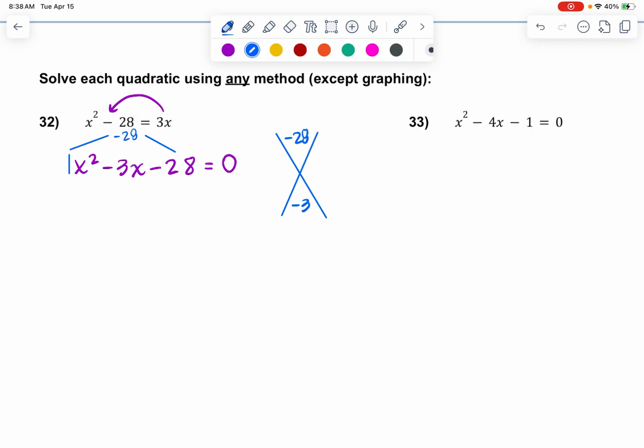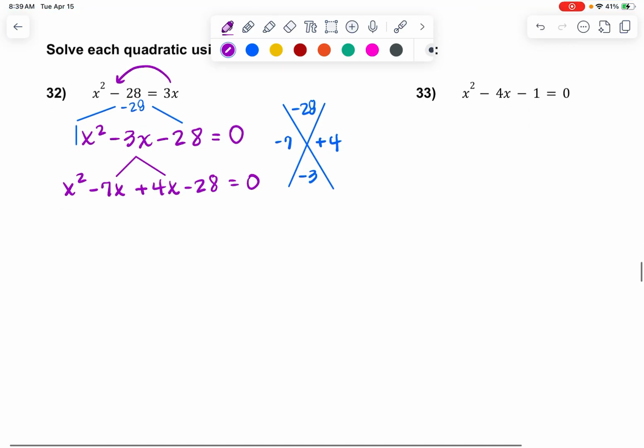Well, 7 and 4 are going to work. And if we make the 7 negative and the 4 positive, that looks like our winner. So this guy is factorable, which is awesome. So I'm going to go ahead and factor this, which means I can split the 3x into negative 7x plus 4x, bring down my x squared and my minus 28. And so we were able to write him as a 4 term. And so now we can split it down the middle and just GCF, GCF, GCF.